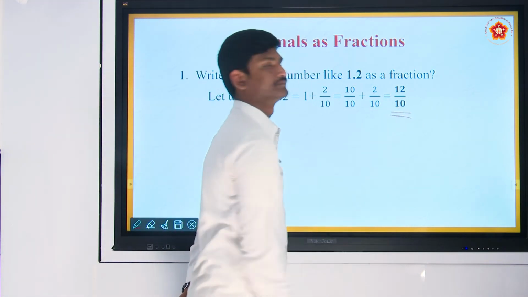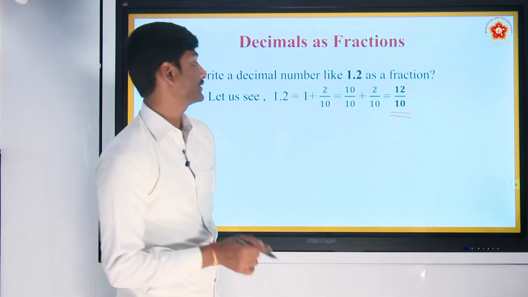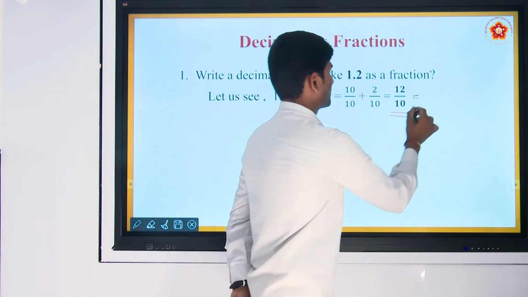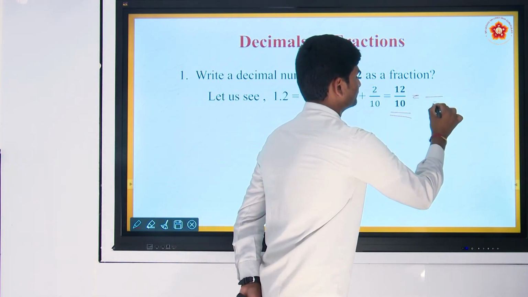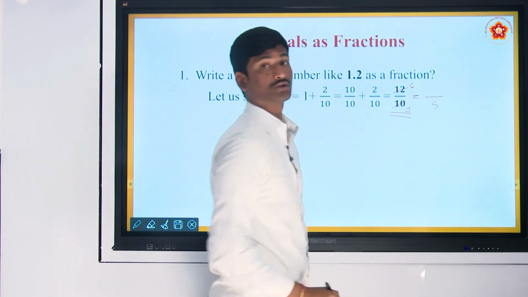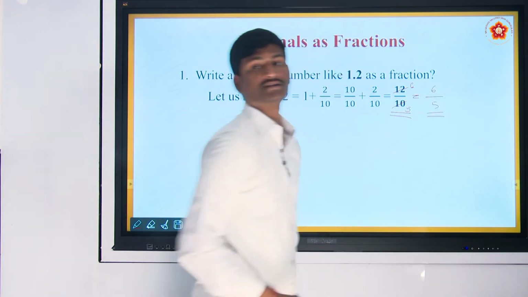The decimal 1.2 is converted into the fraction 12 by 10. Next we will simplify it. 2 fives are 10, 2 sixes are 12. How much? 2 sixes are 12. 6 by 5. The answer we get is 6 by 5.